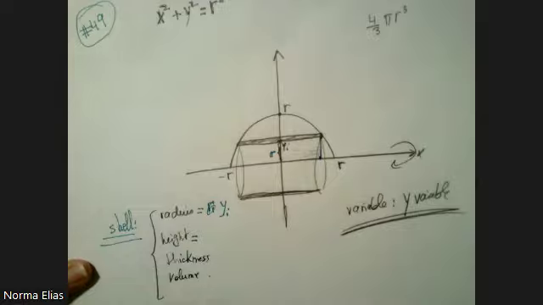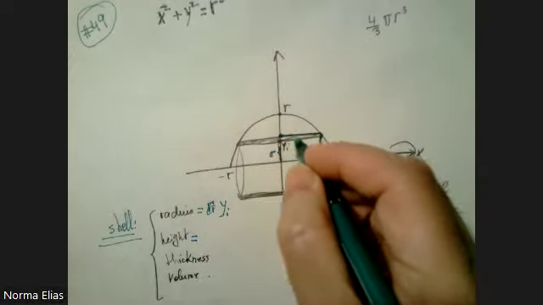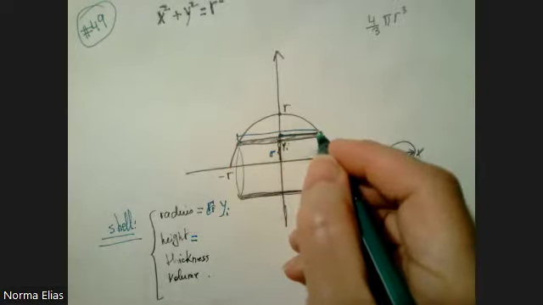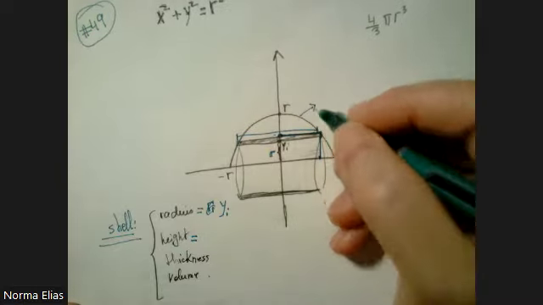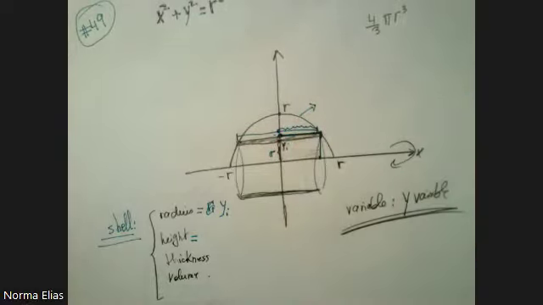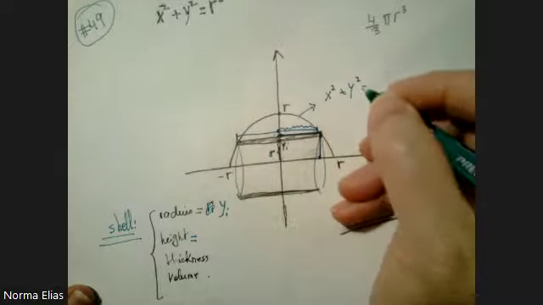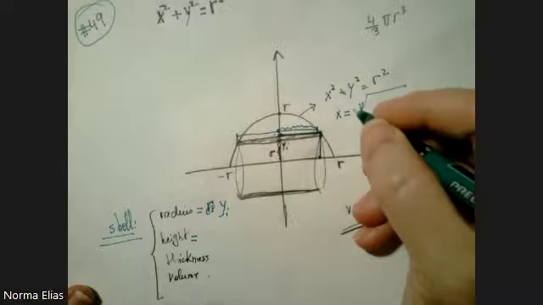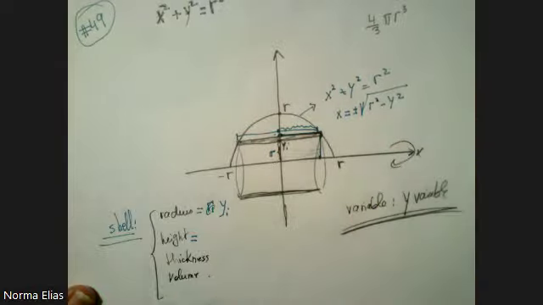Now the height of my shell. To find the height, I have to find the horizontal distance. Because of symmetry, if I find the horizontal distance from here to here and multiply it by 2, I get the whole height. So I need to find this piece in terms of y. I know that x squared plus y squared equals r squared. It means x is plus or minus the square root of r squared minus y squared.